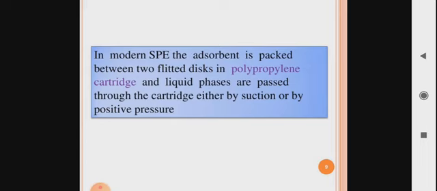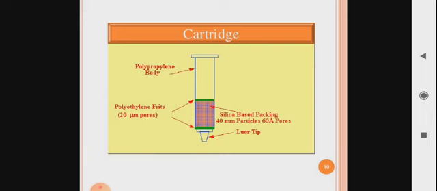Then we can use it for analytical purposes. So see, this is the cartridge: polypropylene body, then polyethylene frits, then silica based packing, meaning the particle size of silica or any other suitable sorbent, in between, nearby 40 microns, and a luer tip. So this is the typical diagram of a cartridge.